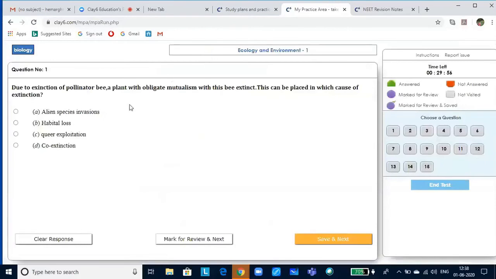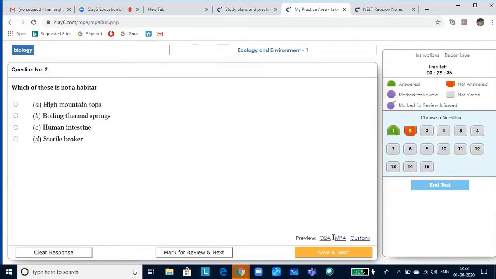Due to extinction of a pollinator bee, a plant with obligate mutualism with this bee goes extinct. This can be placed in which cause of extinction? It is co-extinction. The other also becomes extinct because of its dependence, so it is co-extinction.